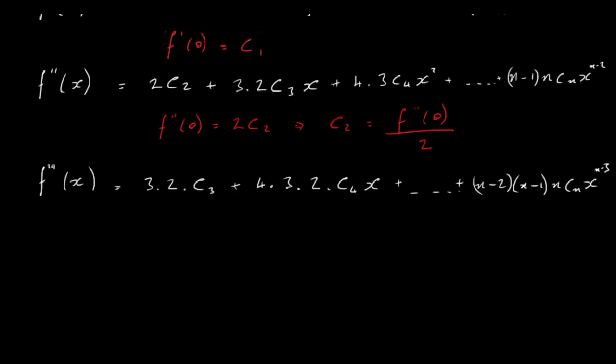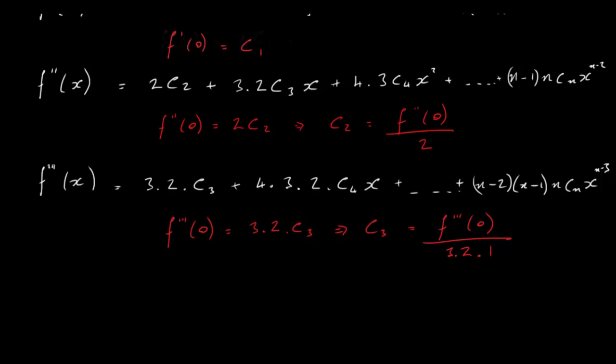So let's look at f triple prime of 0. Again, if we put in 0 for all the x's, all of these will disappear. We're just going to end up with 3 times 2 times 1, if you like, c3. So that gives me c3 equal to f triple prime of 0 all over 3 times 2, and I'll put in the 1 as well, 3 times 2 times 1.